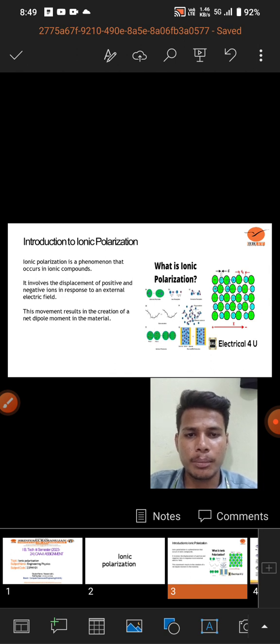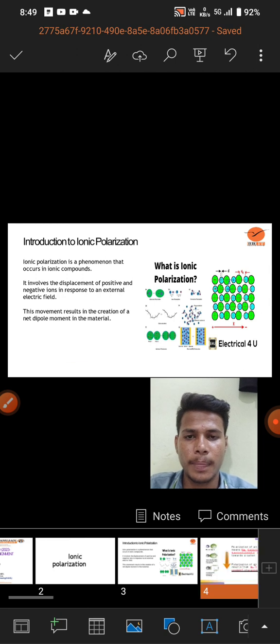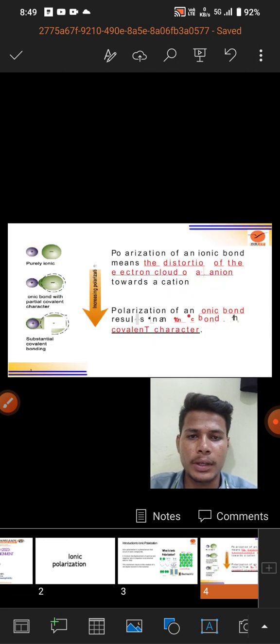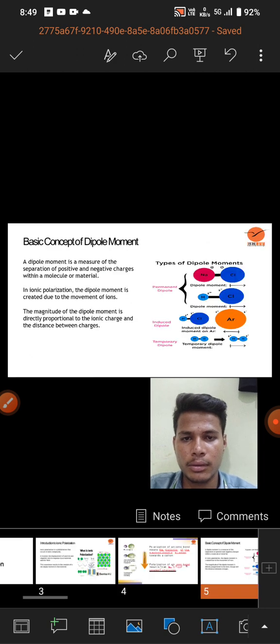What is ionic polarization? The polarization of an ionic bond means the distortion of the electron cloud of an anion towards a cation. Polarization of an ionic bond results in bond covalent character.